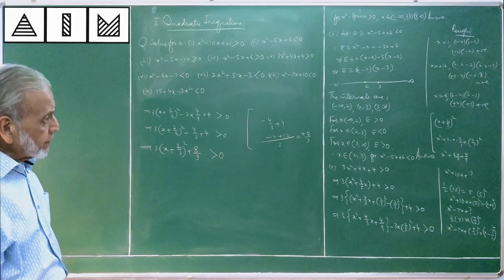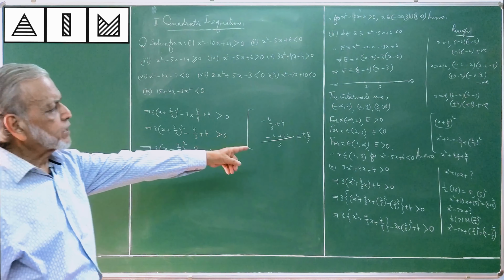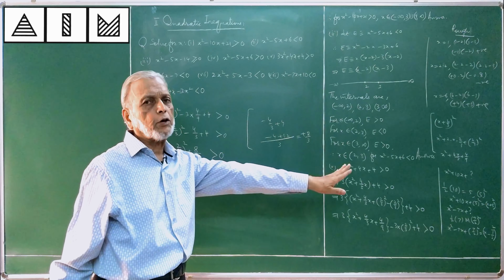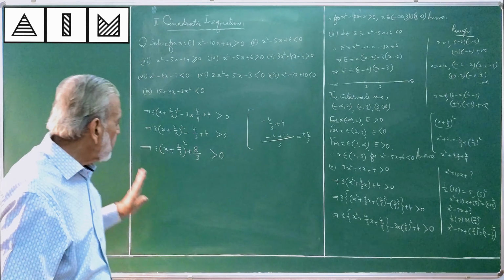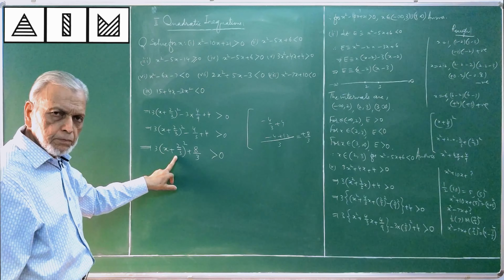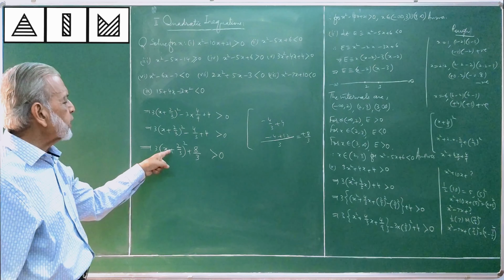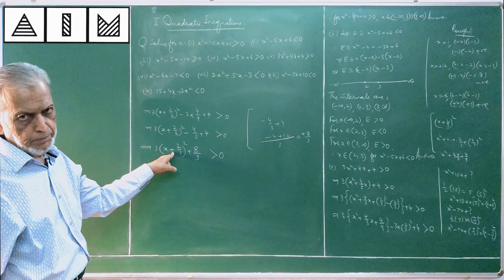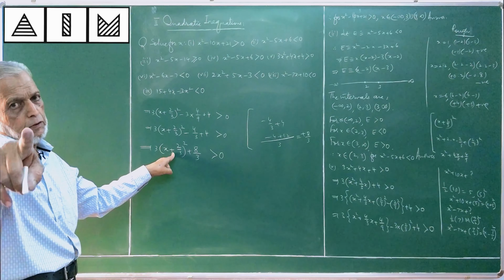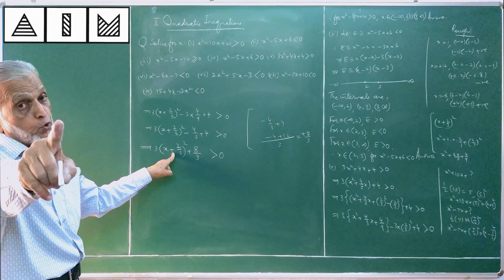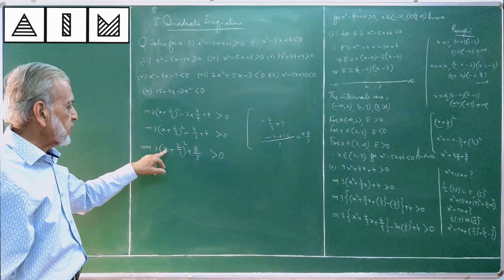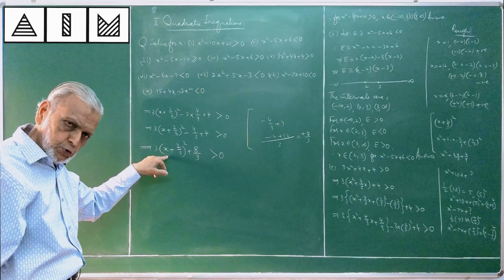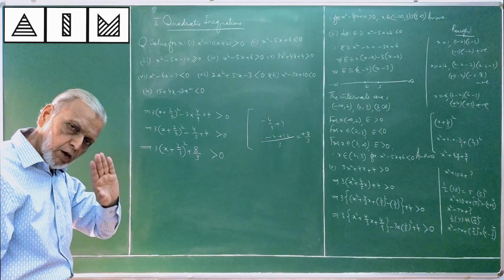Now, what is the question? Question is 3x square plus 4x plus 4 to be positive. Please note here, this is a perfect square. It is always positive irrespective of a minus sign here or plus sign. A perfect square is always positive. Please remember my words. Whether it is x minus 2 by 3 whole square or x plus 2 by 3 whole square, a perfect square is always positive.